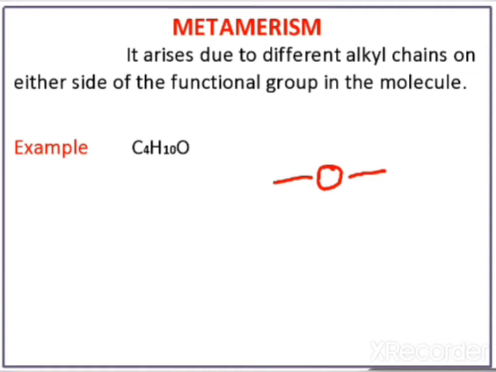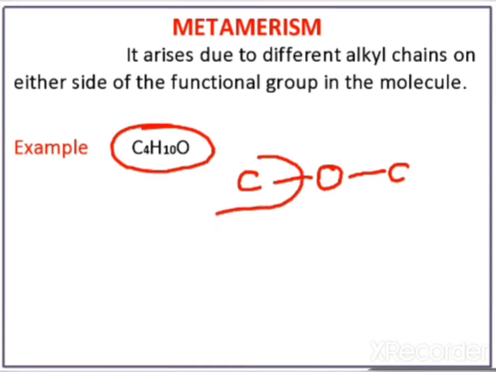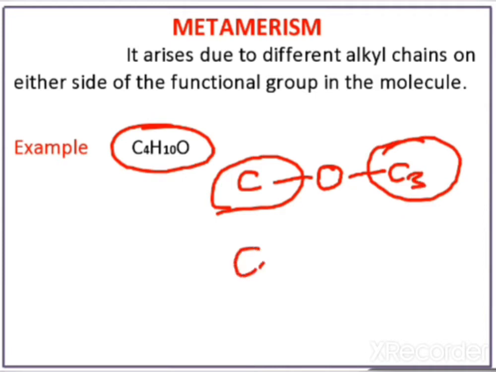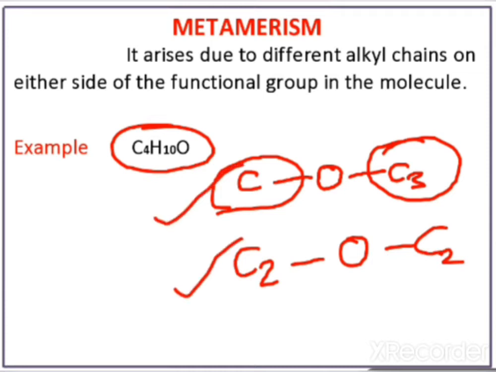So in this compound, now we have to put the number of carbon atoms. So we have two cases. We can divide 4 carbons into two categories. First, on one side there will be 1 carbon, and on this side 3 carbons. And second possibility, 2 carbons on both sides. So this type of isomerism is metamerism. What will we do? On both sides of that functional group, the alkyl group will be different.